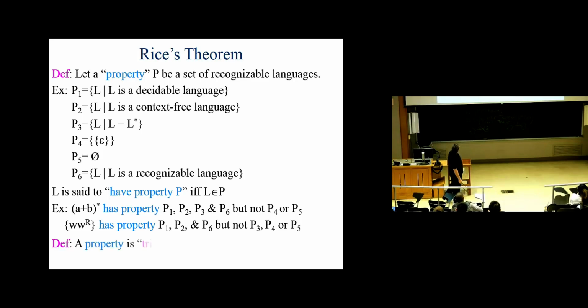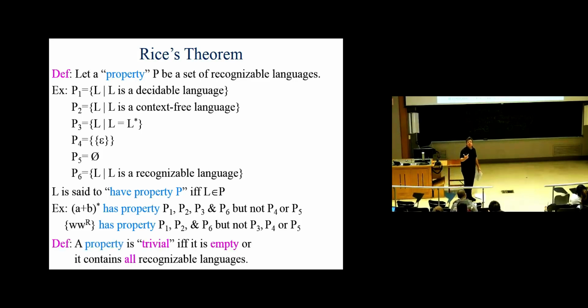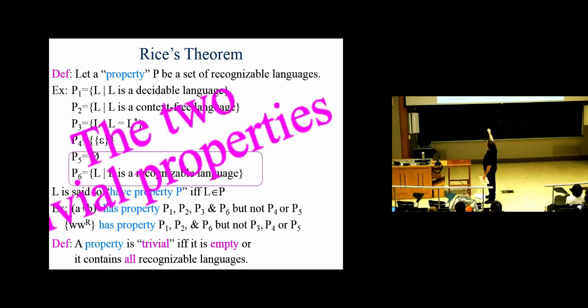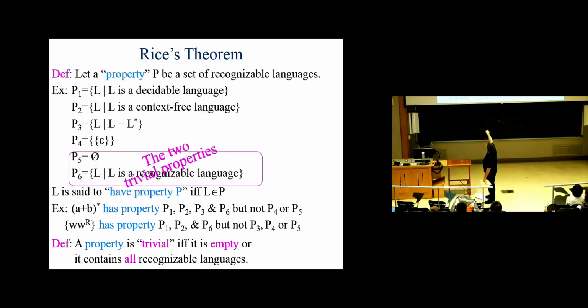So a property is just a set of languages, recognizable languages, not arbitrary languages. A property is trivial if it's either empty or contains all the recognizable languages. So the only trivial properties are these two here: the empty property, or the property containing all the recognizable languages, all of them.